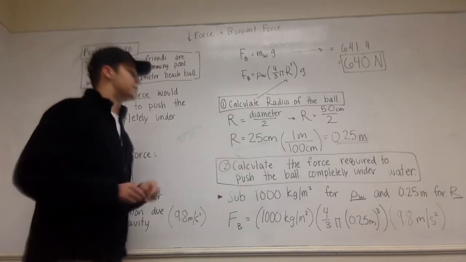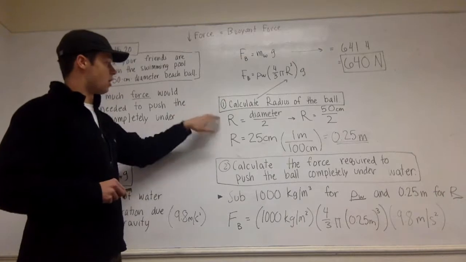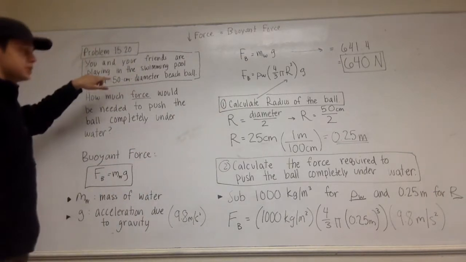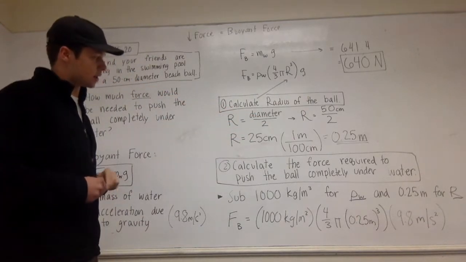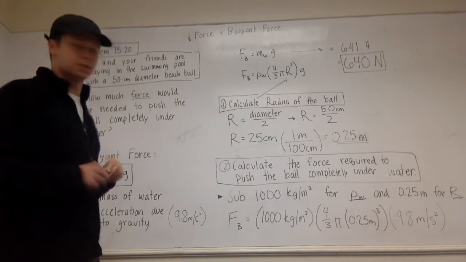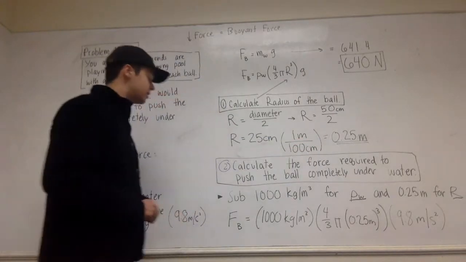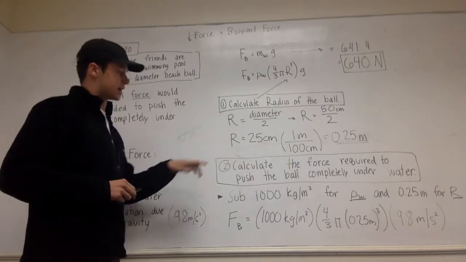The first step of this problem is to calculate the radius of the ball. We take r, which equals diameter divided by 2, and the diameter we're given is 50 centimeters. Dividing that by 2, we get 25 centimeters. Then we divide by 100 centimeters to convert it to meters and end up with a radius of 0.25 meters.